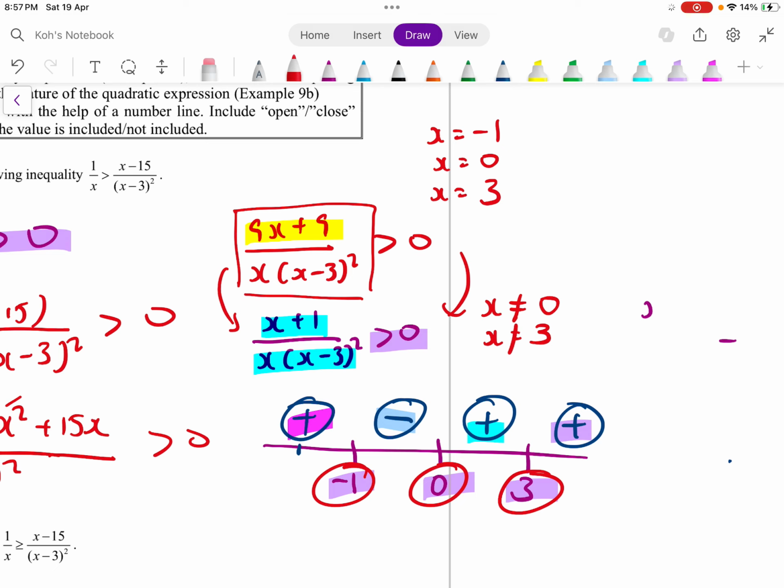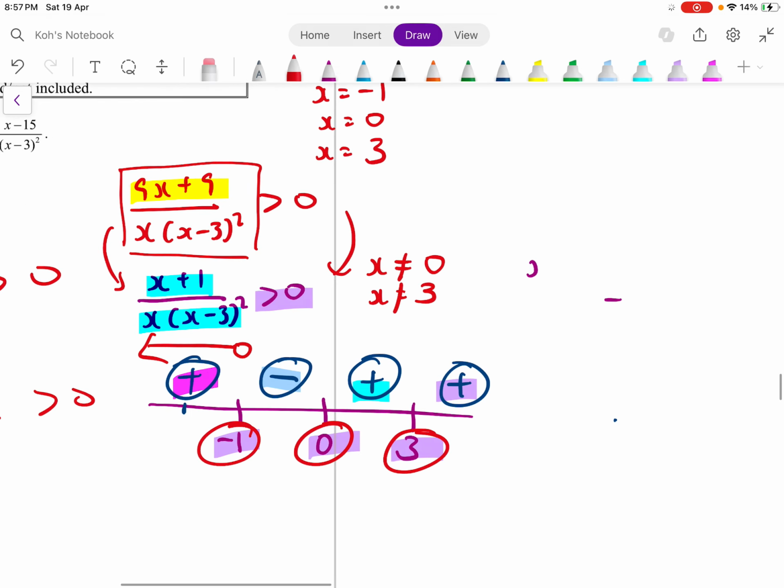So for example, I look at negative 1. Negative 1 is a hollow circle, definitely. So I must go here. Then after that, for 0, I just go here. And you notice that for the 3, we do not need to care about the 3 because on both sides it is positive. So I simply put x is strictly less than negative 1 or x is strictly more than 0.